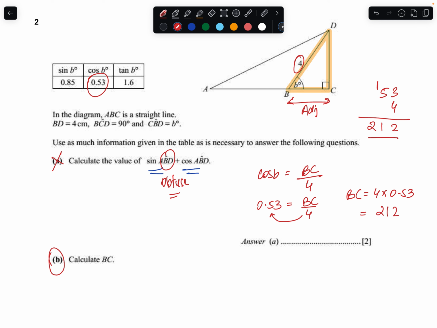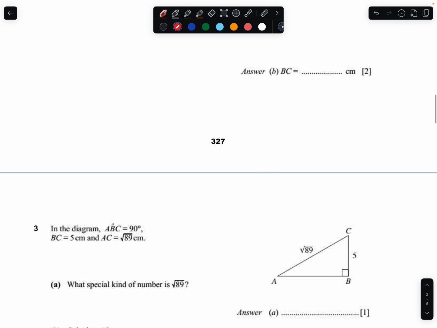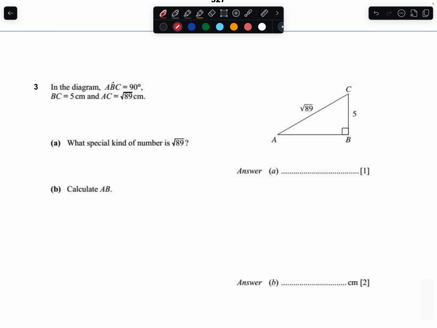So 212, and then there were two decimal places in total, so we move the decimal 2 steps back. 2.12 is the length of BC. ठीक है, 2.12. All right. What special kind of number is under root 89? It's an irrational number. Irrational number.